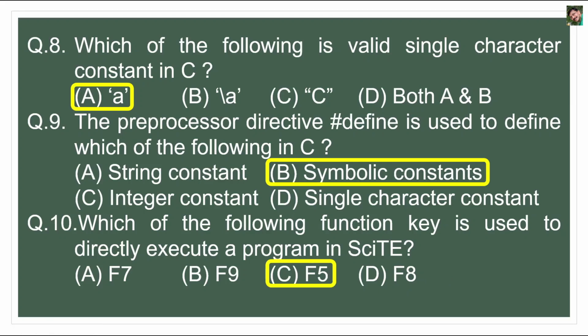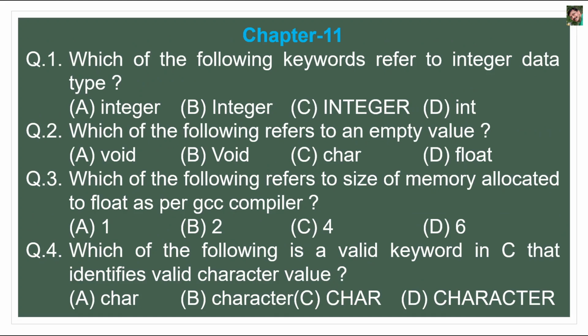Moving over to the next question, next chapter rather, chapter 11. Question 1. Which of the following keywords refers to the integer data type? Now when you want to create an integer data type in your C program, what will you write? Whether you will write the full word integer in small letters, integer with capital I, the entire word INTEGER in capitals, or only int. So you must be knowing we write only int when you want to refer to the integer data type in C.